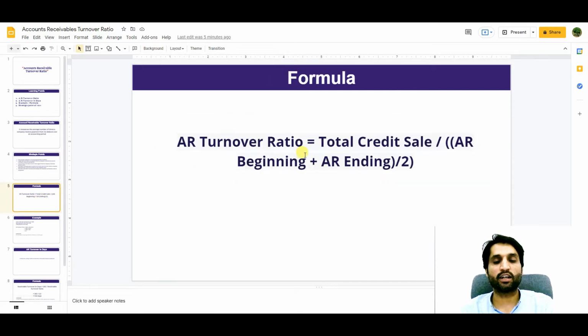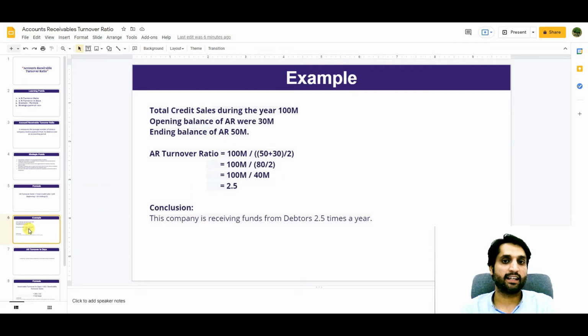Now account receivable turnover ratio is equal to total credit sales for a year divided by average account receivable, like account receivable at the beginning of the year plus account receivable at the ending of the year divided by 2. Now let's see an example. Total credit sales during the year are 100 million, the opening balance of account receivable was 30 million and the ending balance of account receivables is 50 million.